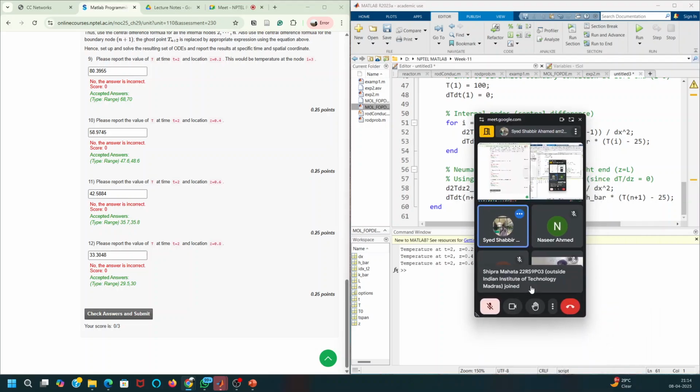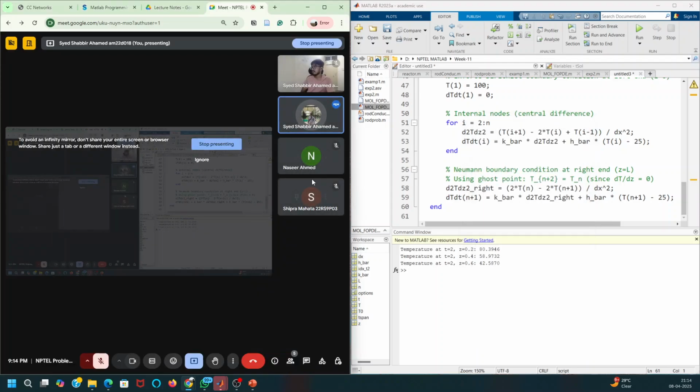Okay. Today, do you guys have any questions? Shipra or Nasir? I don't know if you are there. Sir, I have one question. If software like Comsol is there, why do we need to learn numerical things? When software is nowadays developed already, why do we need to learn these numerical things? You were asking why do we need to write the code?